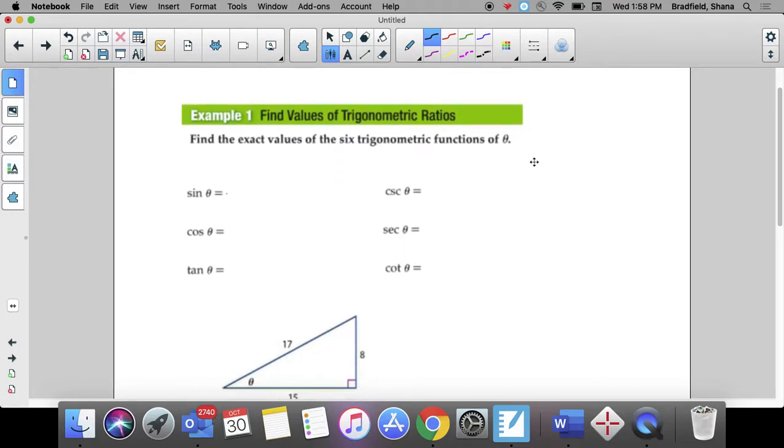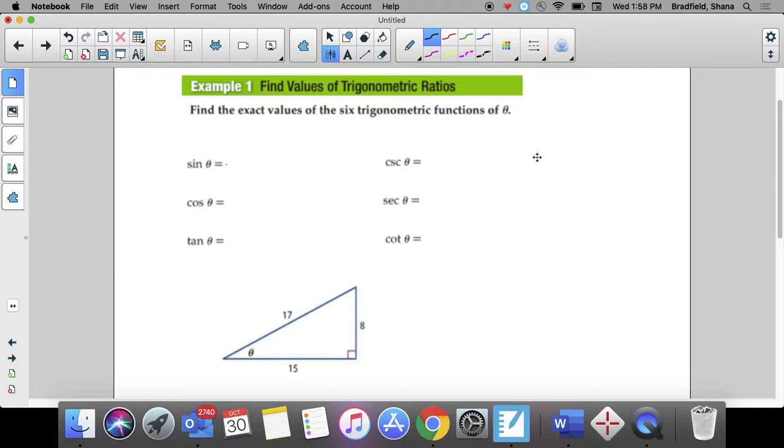Okay, on the next page we have an opportunity to practice that. We want to find the exact values of the 6 trig functions for theta. So exact values means we don't want any decimals. We're looking for fractions here. So I have angle theta, and then I just want to identify what's my opposite, my adjacent, and my hypotenuse. So my hypotenuse is always the side opposite the right angle, which would be 17. The side opposite is 8. And the side adjacent to theta is 15.